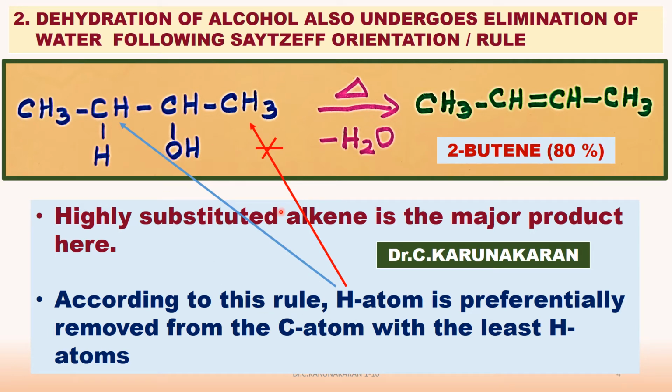According to this Zaitsev's rule, a hydrogen atom can be removed from here, and can also be removed from here. If the hydrogen atom is removed from here, dehydration gives 1-butene, the less substituted alkene. So according to this rule, the hydrogen atom is removed from the carbon atom with the least number of hydrogen atoms. Therefore, 2-butene is formed as the major product.